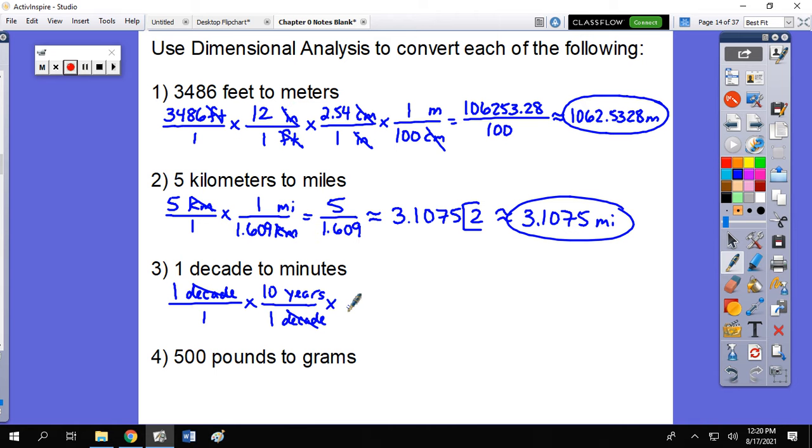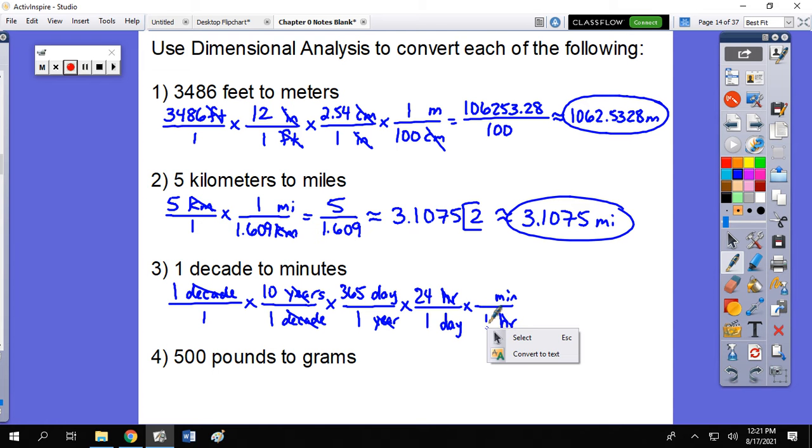Then we need to convert years into days. There are 365 days each year. Then we convert days into hours, which is 24 hours each day. And then we convert hours into minutes. Each hour, there are 60 minutes.